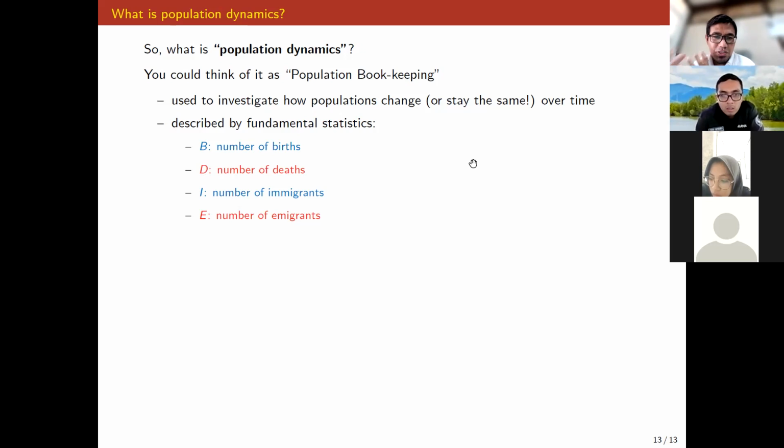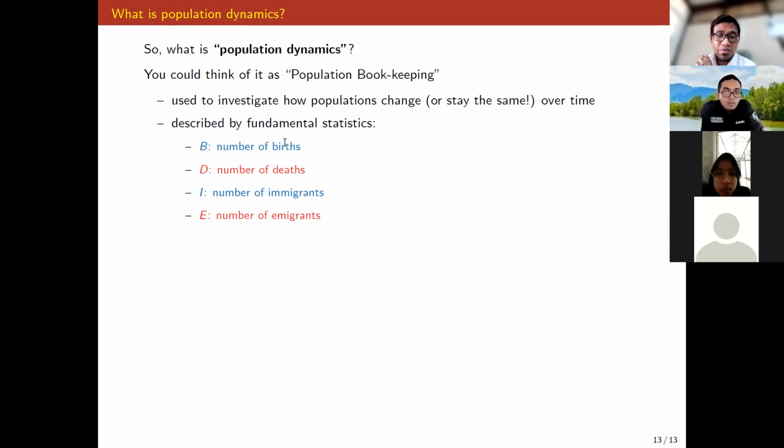Basically, the factors that can make a change in the populations are these: the number of births, the number of deaths, the number of immigrants, and the number of emigrants. The number of births will increase the population, of course. The deaths will decrease the population. The immigrants will increase the population, and the emigrants will decrease the population.